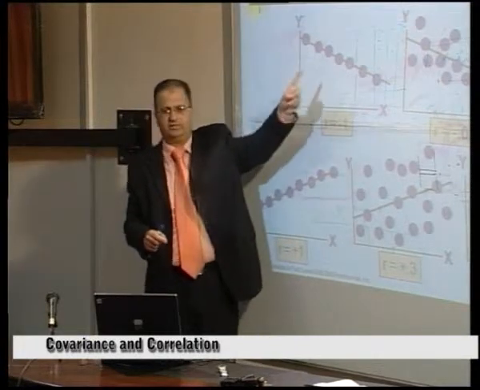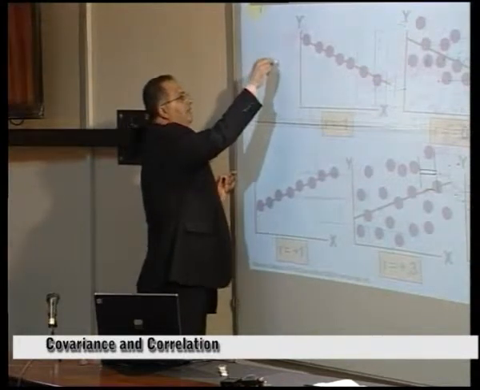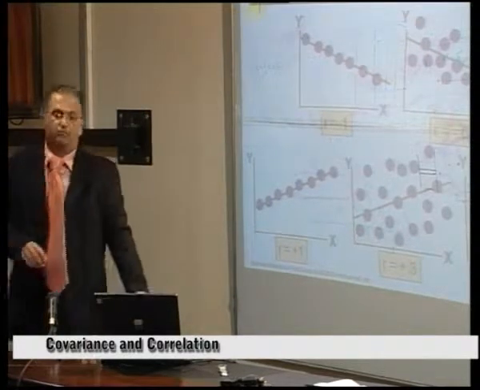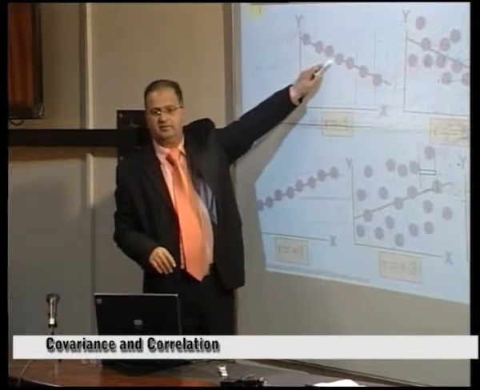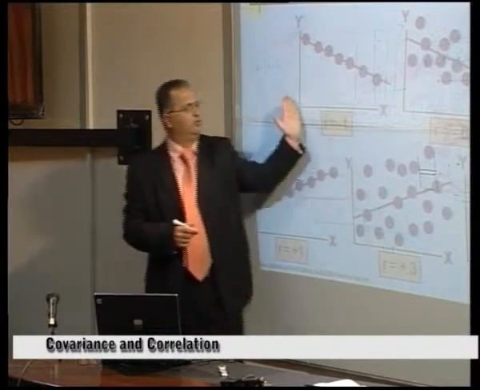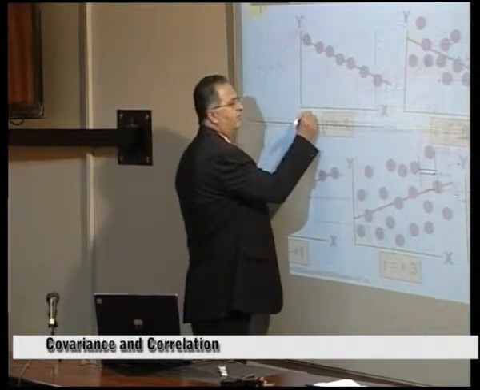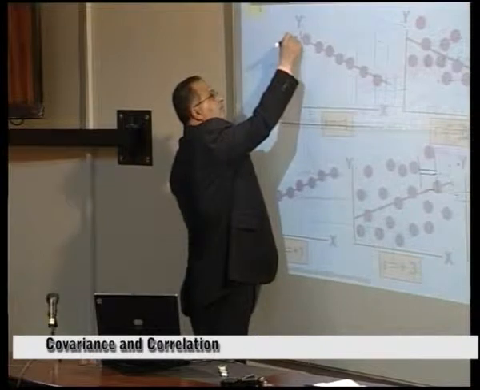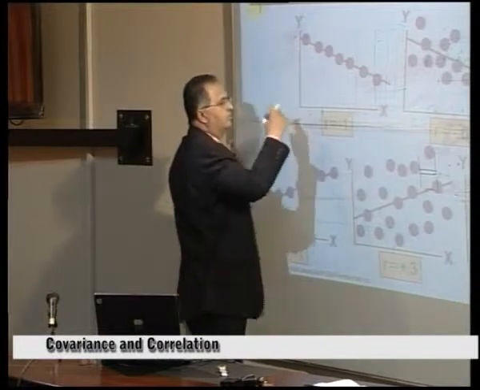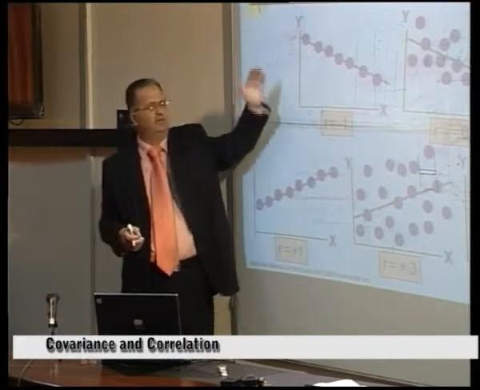If all the points lie on a straight line, it means there exists a perfect, not even strong, it's perfect relationship, either negative or positive. So this one is perfect negative, negative because as X increases, Y goes down. So if X is, for example, 5, maybe Y is 20. If X increases to 7, maybe Y is 15. So if X increases, in this case Y declines or decreases, it means there exists a negative relationship.